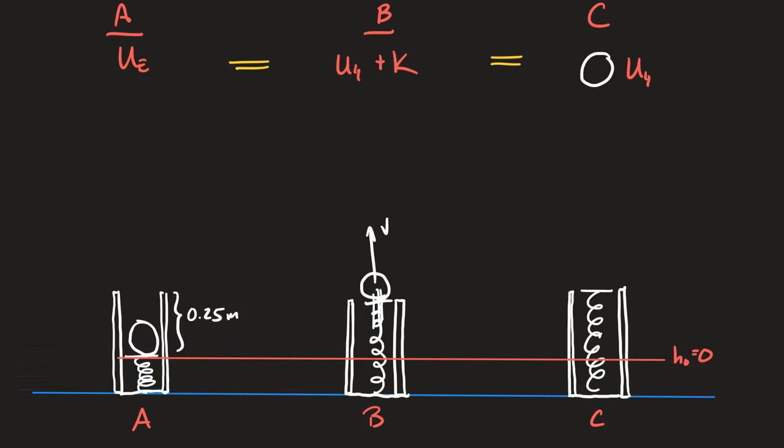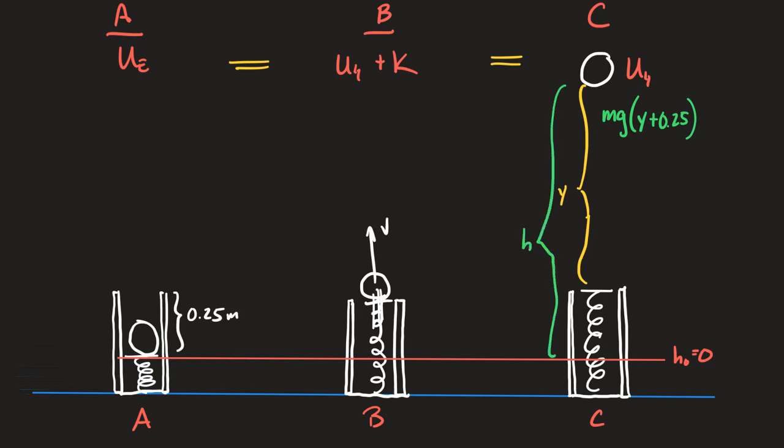So at C, we're told that's Y. So the amount of potential energy here, mg(y plus 0.25). Right, the height is from here to here. Any question about that? We sure? We're good?